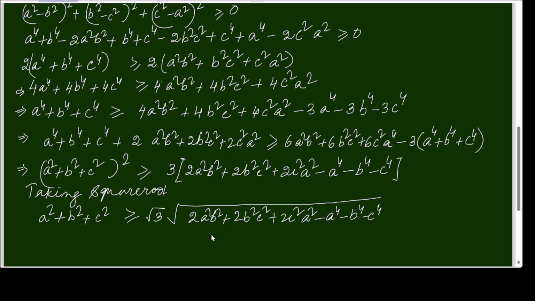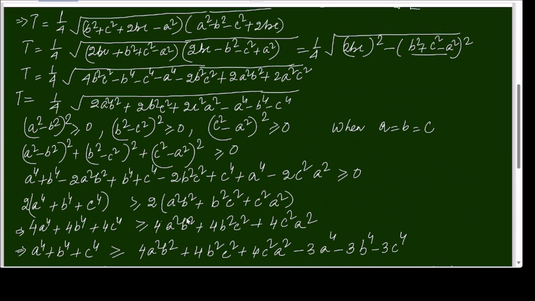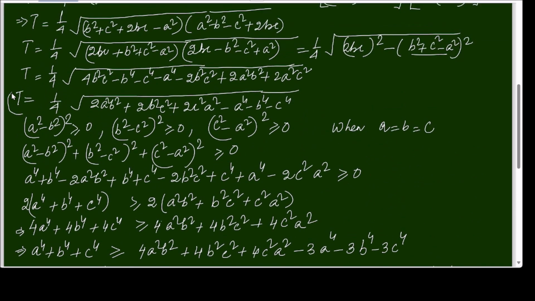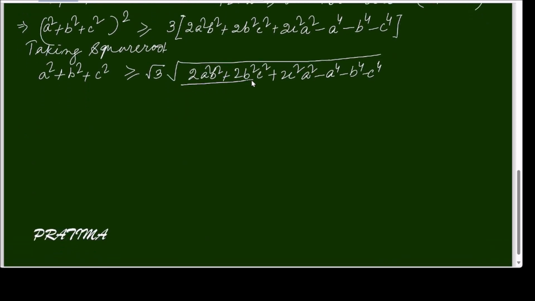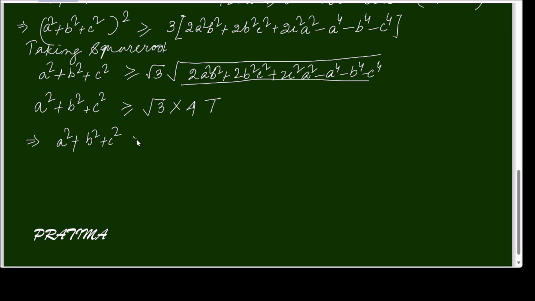Now what was this? If we remember the last result I derived, this is 4 times t. So instead of this I can write 4 times t. So a square plus b square plus c square is greater than or equal to square root 3 into 4 times t, that is, a square plus b square plus c square is greater than or equal to 4 root 3 t, where t is the area.